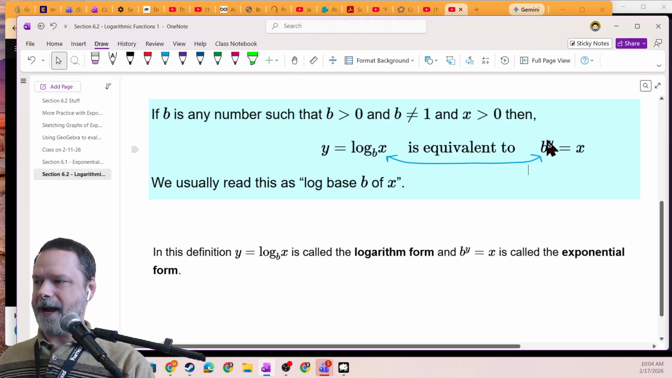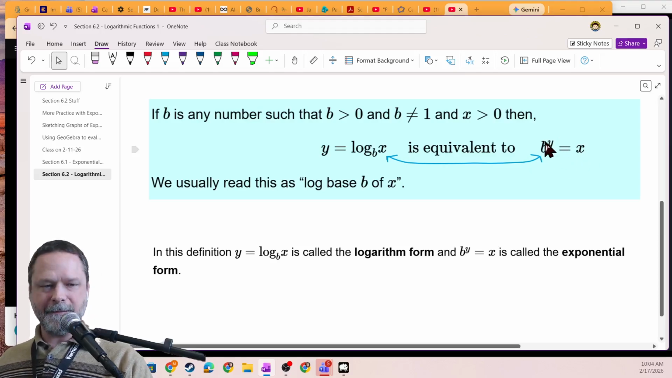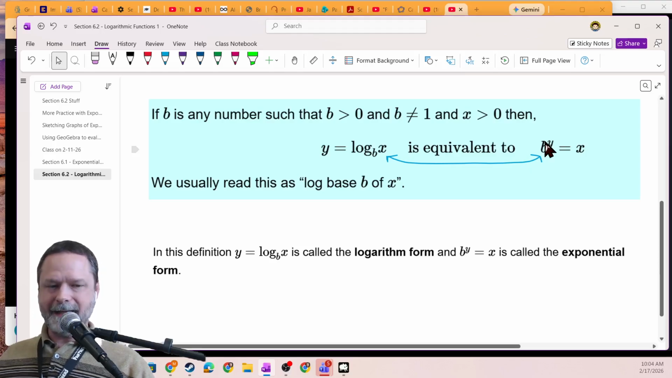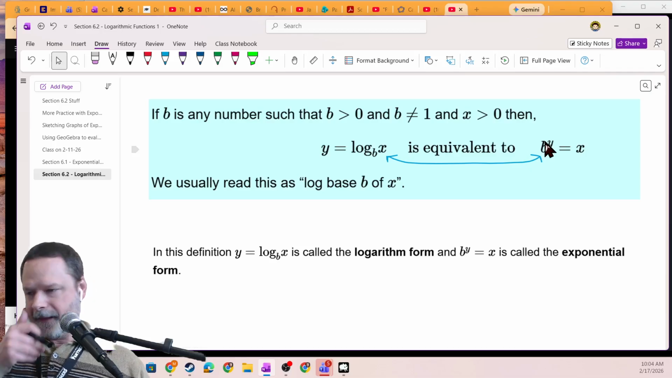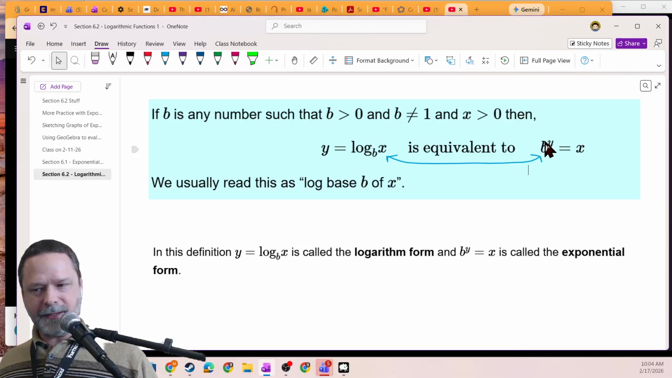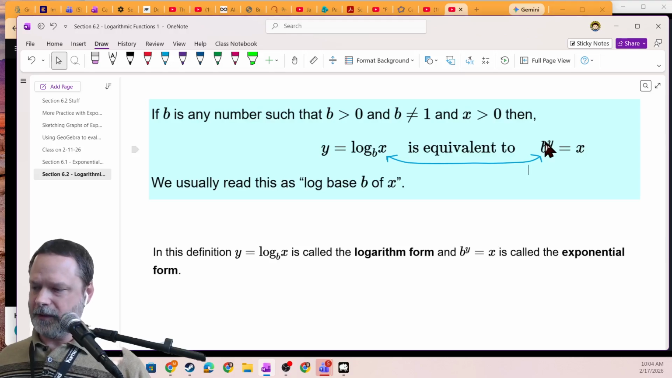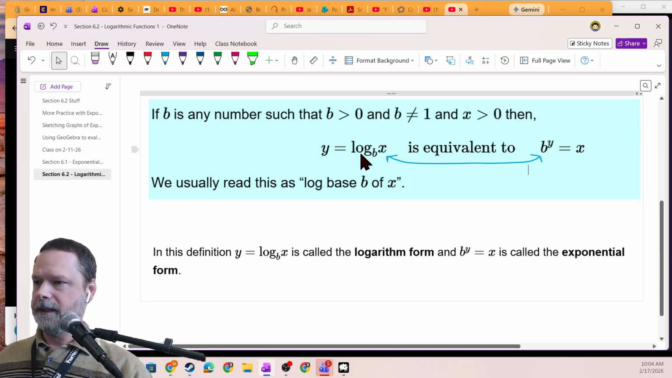And that's what we're looking for. We're looking for the y. We're looking for the exponent. We've got b and x, and we're looking for this. Like, what do I do to get there? So it's still just exponents, but we're using a different notation. We're writing it differently. Okay. So this is what a log is.